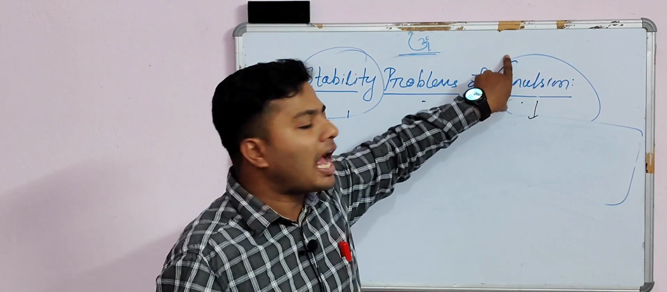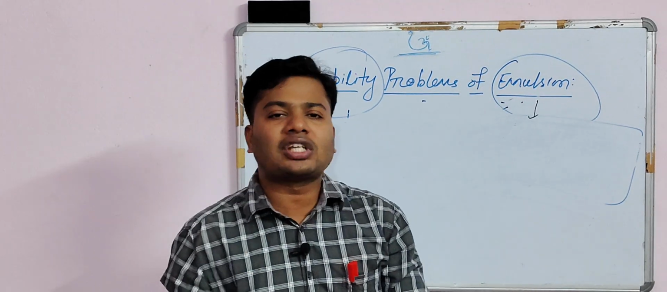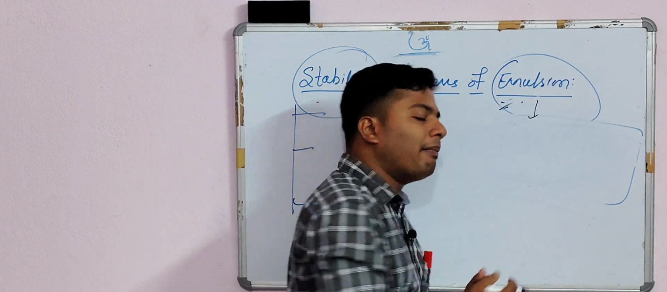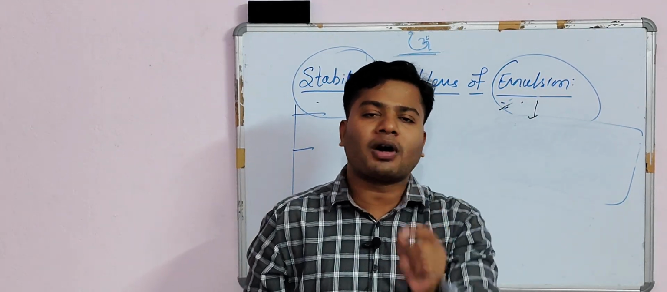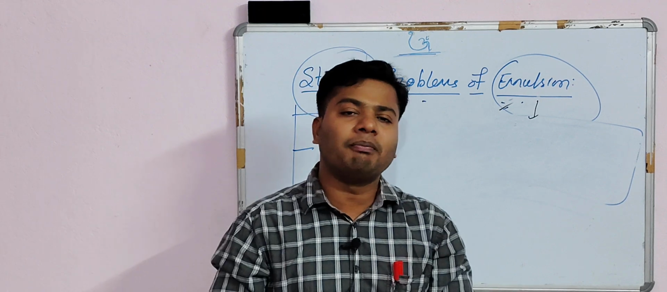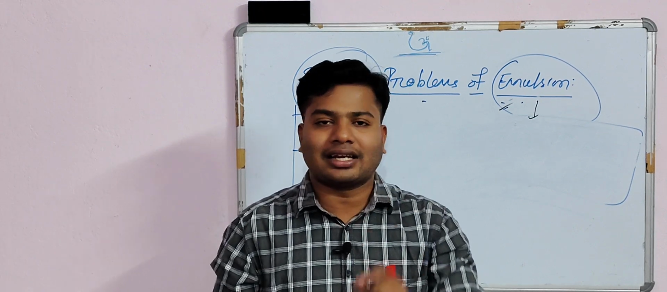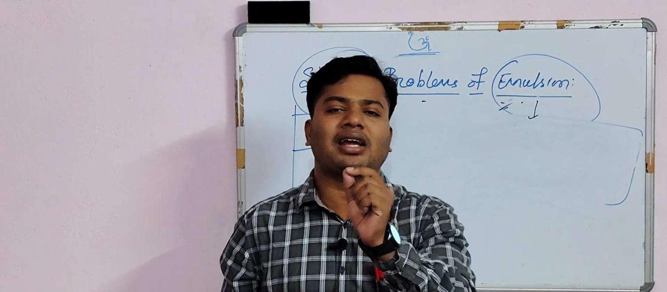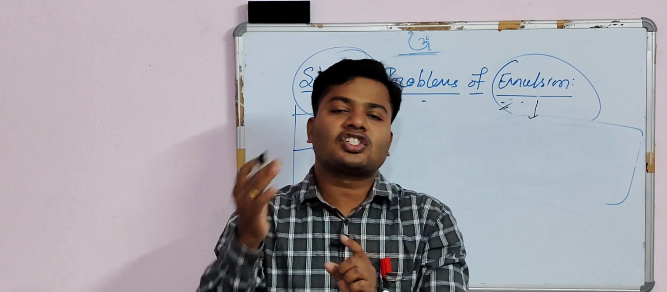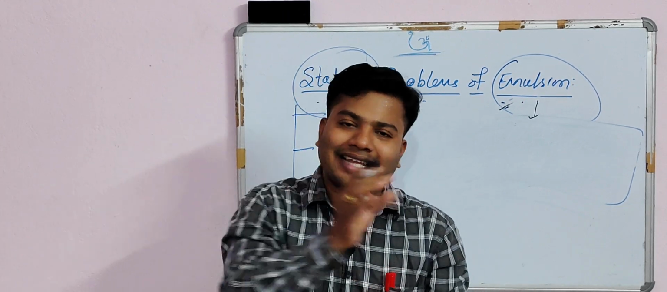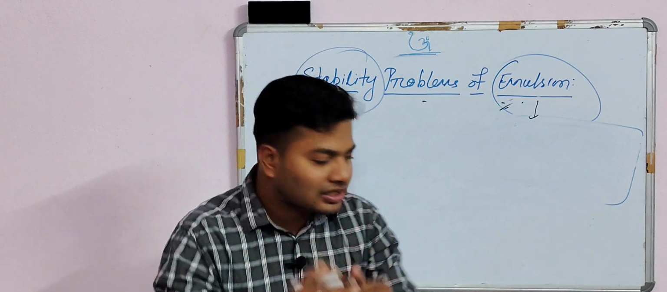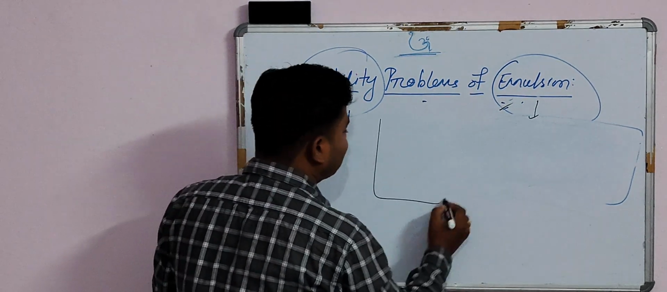Again I am repeating that part: at what time can you say that is the stability of an emulsion? When the dispersed globules are uniformly distributed throughout the medium during storage, or the emulsion is chemically stable and there is no microbial contamination during the shelf life. At that time you can say that is the stability of an emulsion. That is the example.